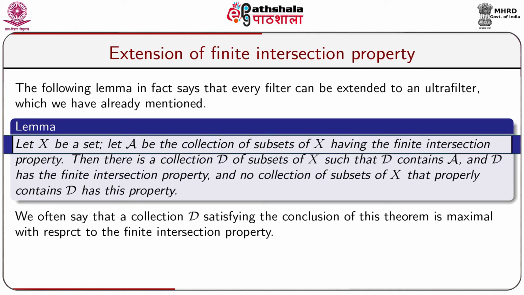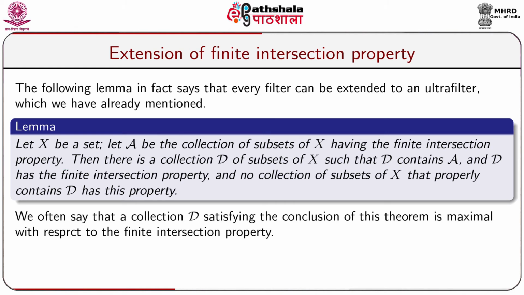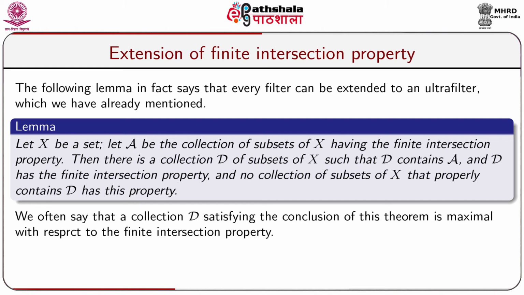Let capital X be a set and script A be the collection of subsets of X having the finite intersection property. Then there is a collection script D of subsets of X such that script D contains script A and script D has the finite intersection property, and no collection of subsets of X that properly contains D has this property. That means script D is maximal with respect to having the finite intersection property.